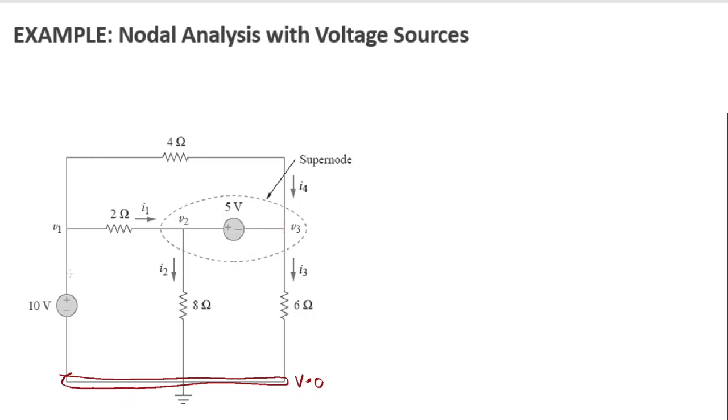Now, for case 1, if a voltage source is connected between the reference and the non-reference node, set the voltage at the non-reference node to be equal to the magnitude of that voltage source. Since the negative terminal of the 10 volts is at the reference and the positive terminal is at the node, our V1 is set to be 10 volts.